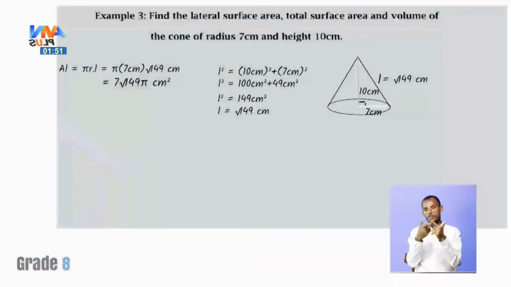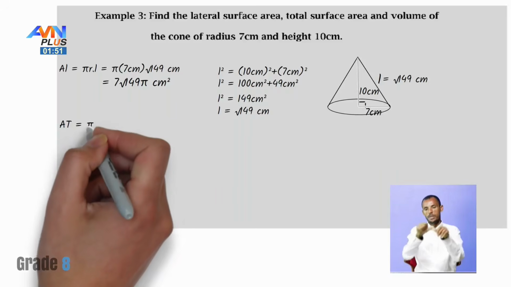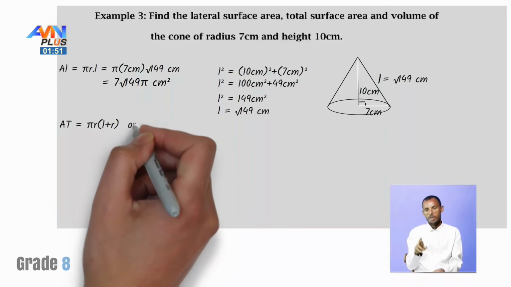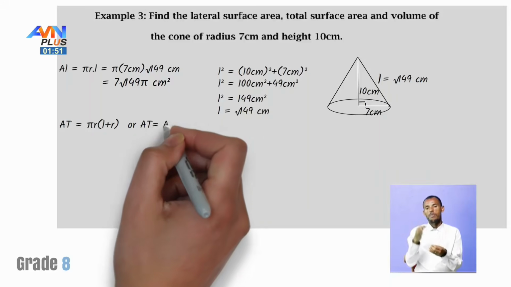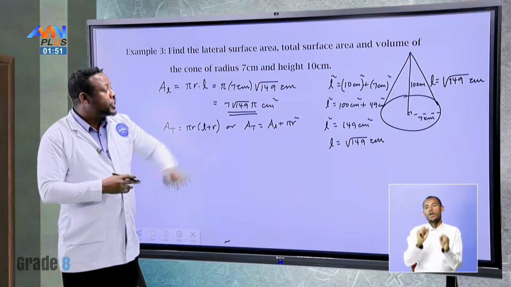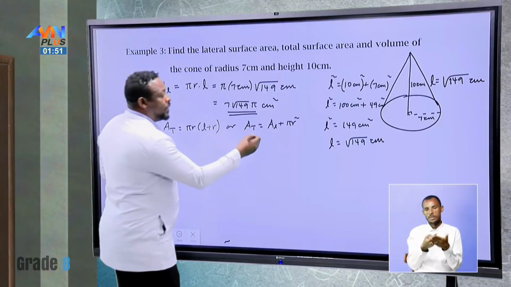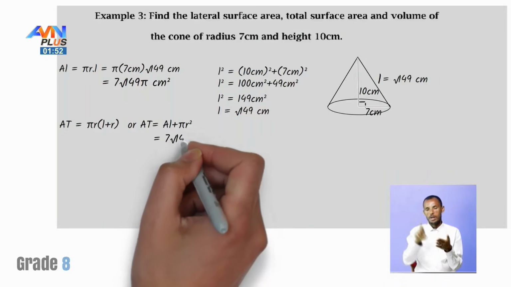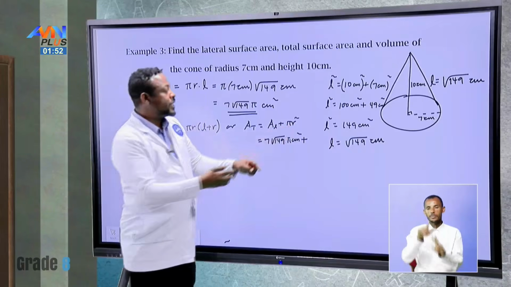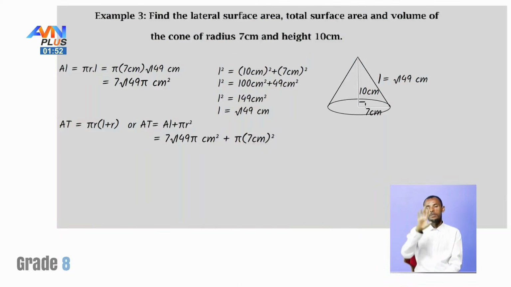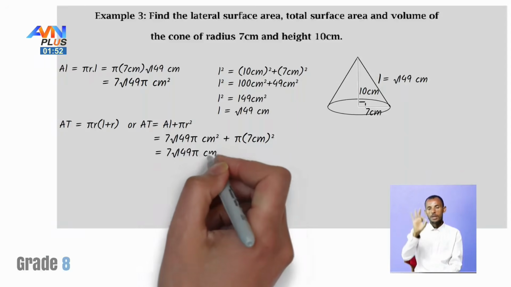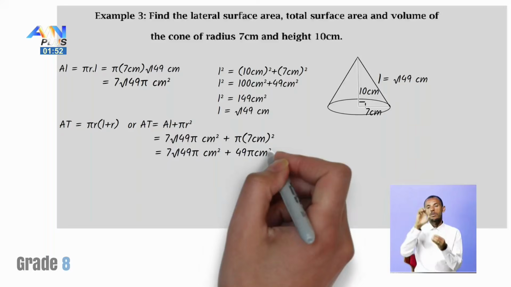The next one is the total surface area. The total surface area is given by the formula pi r into L plus r, or the sum of the lateral surface area and area of the base, which is pi r square. You can do it like this. So you can write 7 radical 149 pi centimeter square plus, r is 7, pi times 7 square. 7 centimeter square. So this is 49 pi. So it becomes 7 radical 149 pi centimeter square plus 49 pi centimeter square.